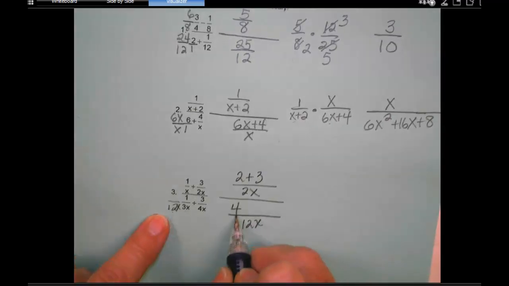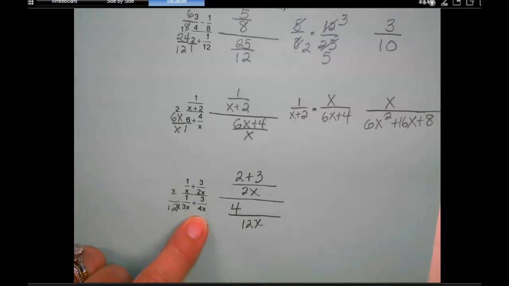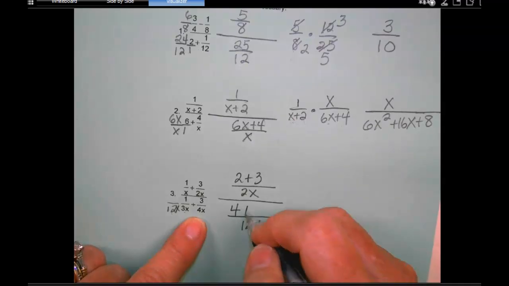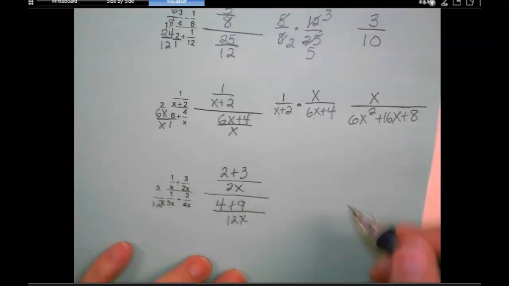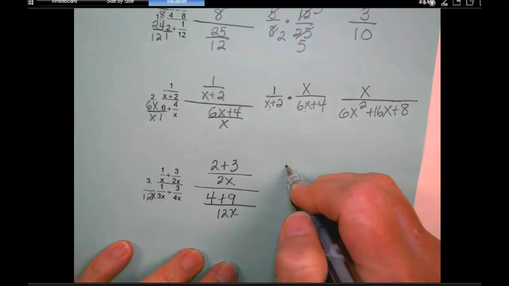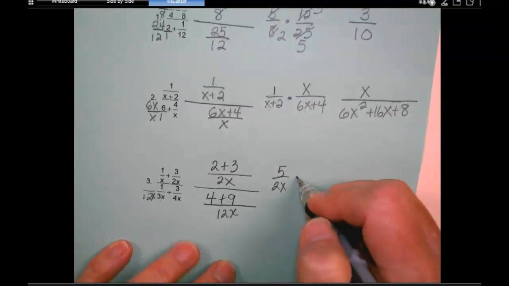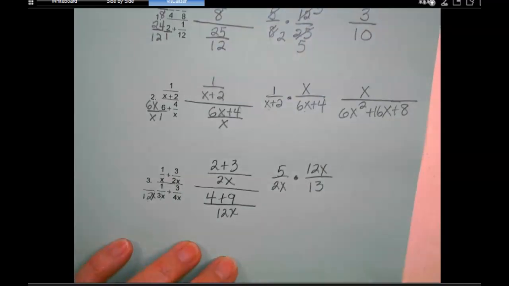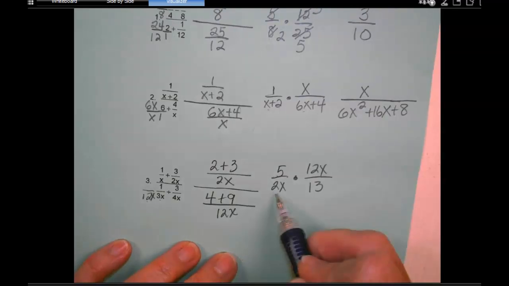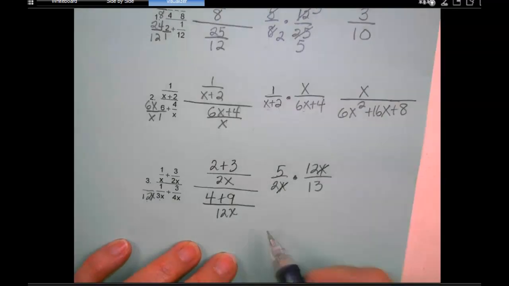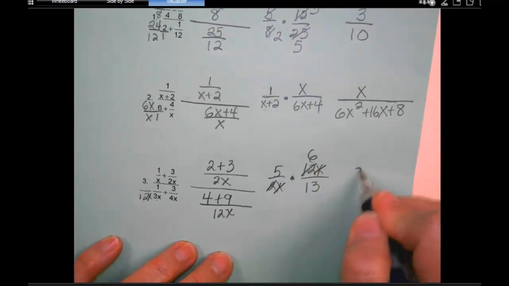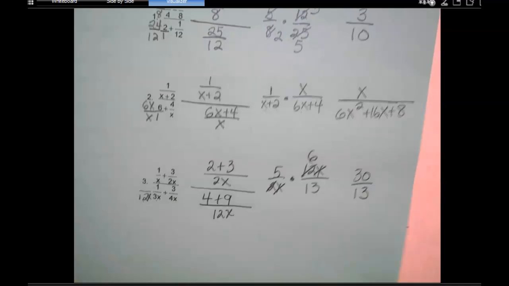So I have 4 on top. If I wanted the 4x to be 12, what would I multiply by? 3. So 3 times 3 would give me 9. So I'm going to get 5 over 2x times 12x over 13. Is everybody good? So I'm going to go ahead, my x's cancel, and I'm going to cancel my 2 into the 12 and get 6. So I'm going to end up with 30 over 13.